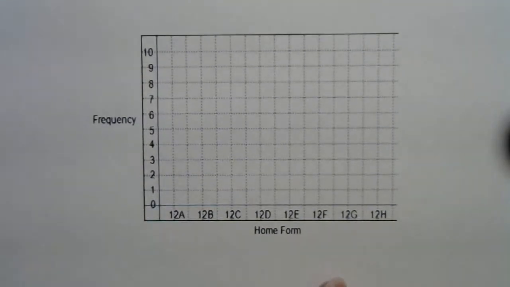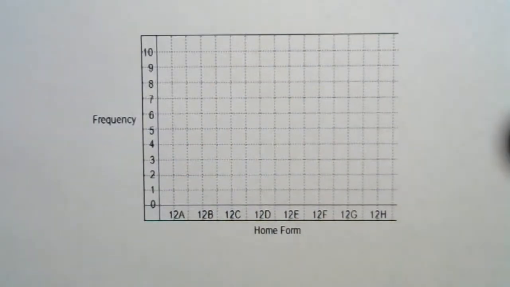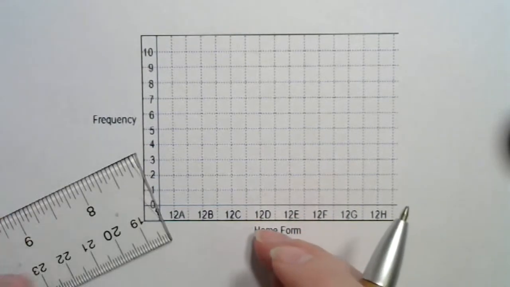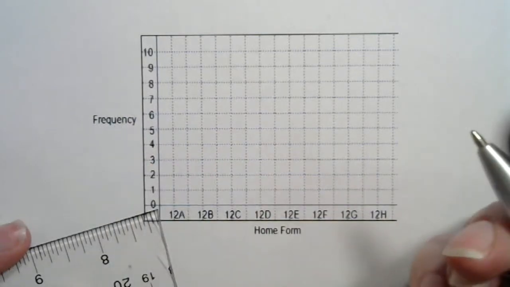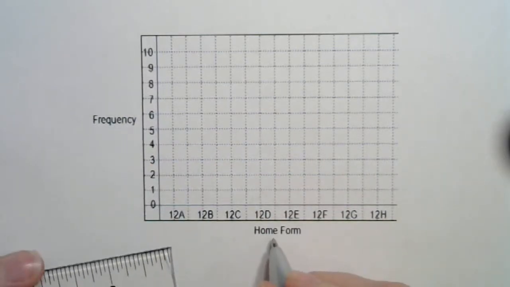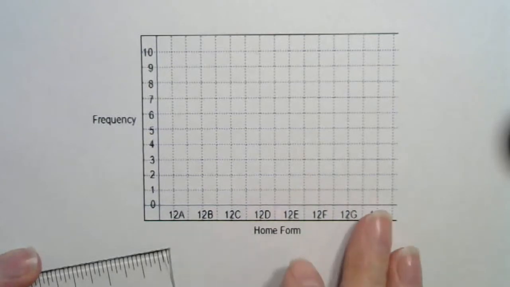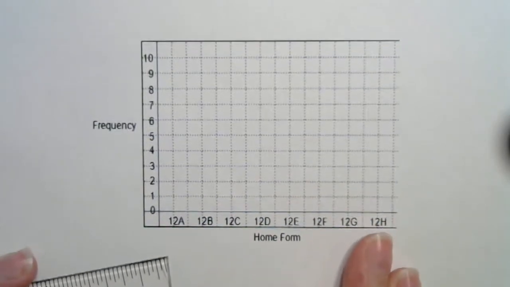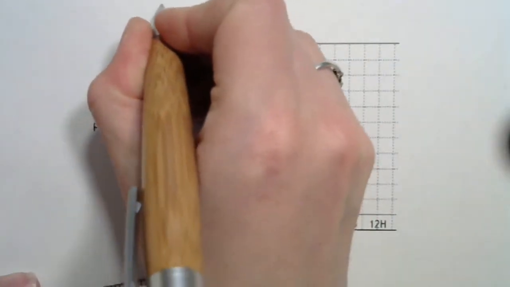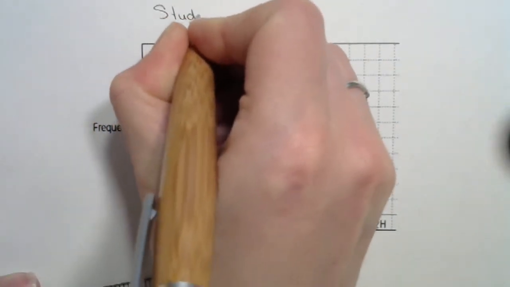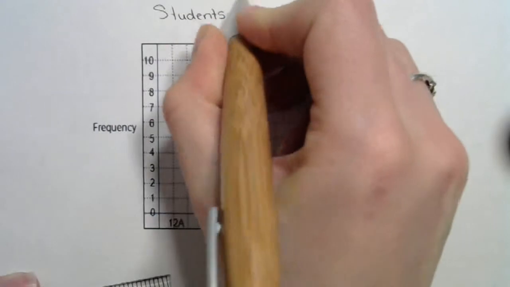Always use a ruler. Otherwise, things get a little messy. And always make sure you have labels. This one's already labeled. This is the frequency, and this is the homeroom. Sometimes you're going to have to do this on your own, but I didn't want to spend time in a video doing it. Make sure you have a title. So think of a title of some sort.